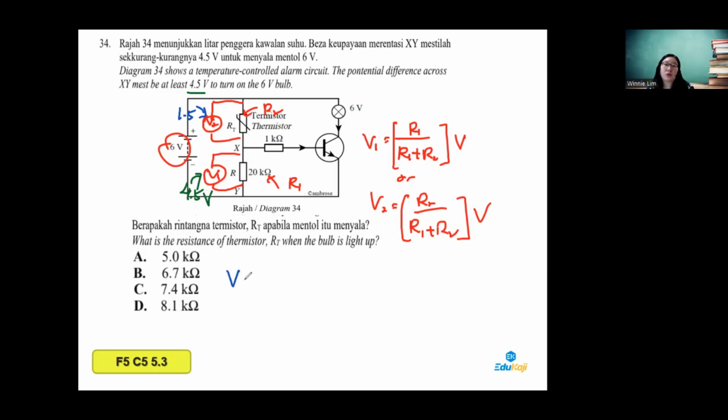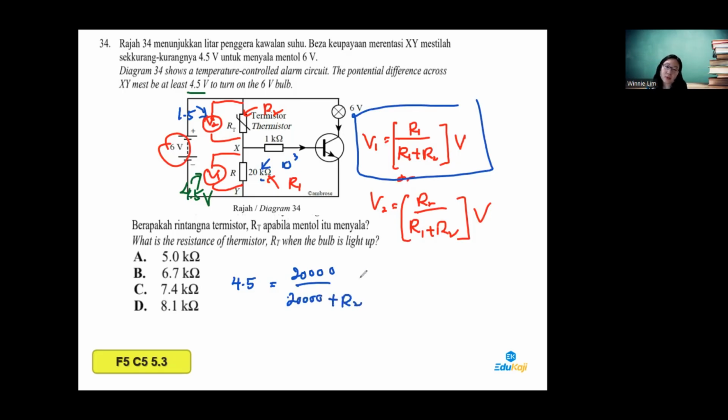So assuming the teacher uses V1. I already have V1, which is 4.5, equals R1, 20,000, you change the kilo to 10 to the power 3, over 20,000 plus R2, whole thing times 6. Then you simplify the equation, up to you. This is your maths part already. I normally will simplify this side, so it becomes 0.75. Later I bring this whole thing.